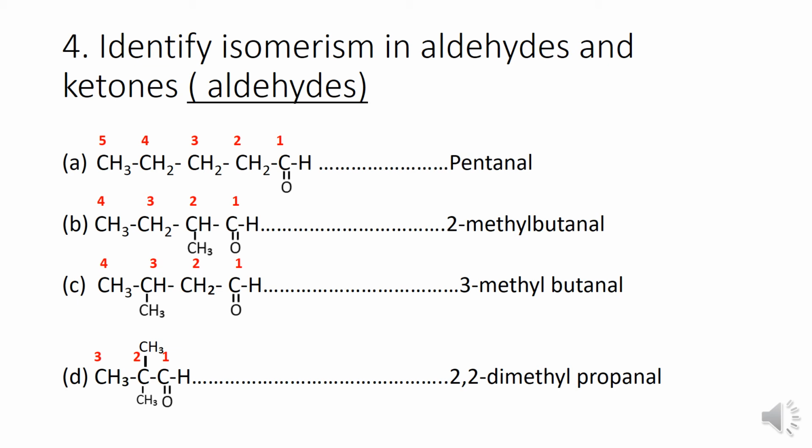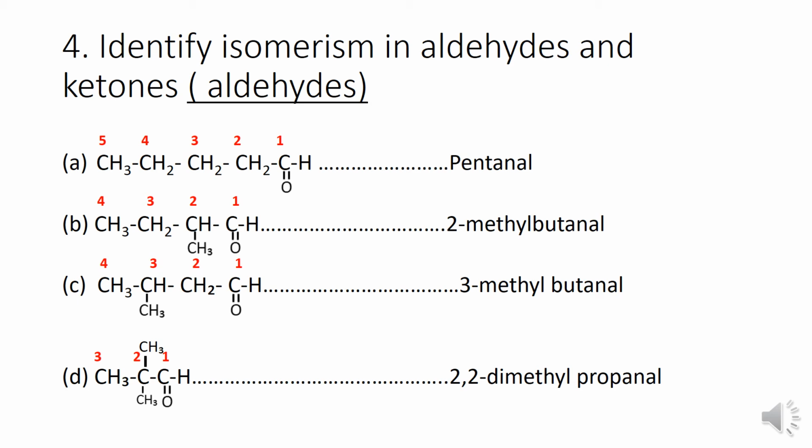The third isomer, which is C, is similar to isomer B, but the difference here is that the alkyl radical is on the third carbon atom. We move the alkyl radical to the third carbon atom. We get a different isomer, and how do we name it? We name first the branch that is bonded to the third carbon atom, so we say 3-methyl-butanal, because the main chain consists of 4 carbon atoms.